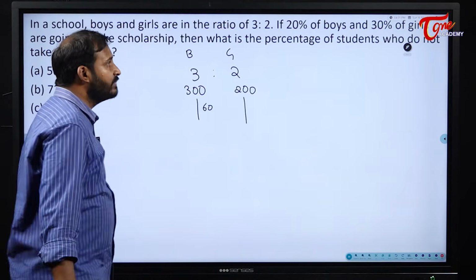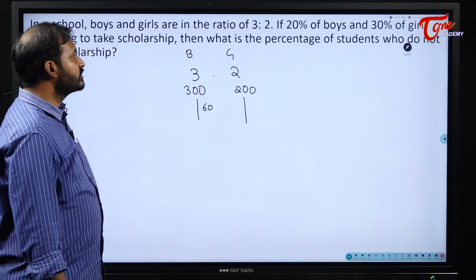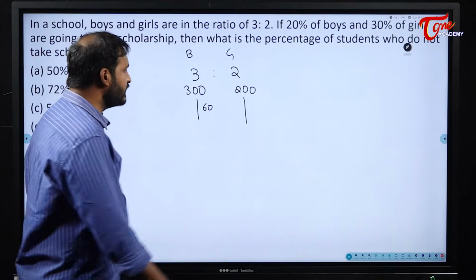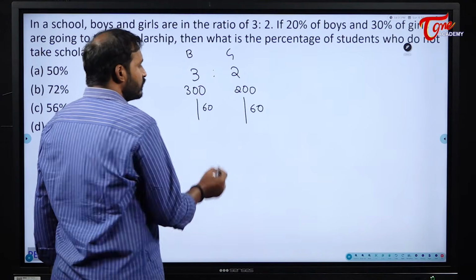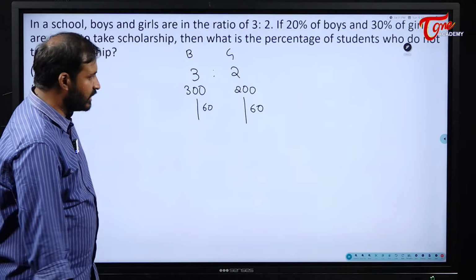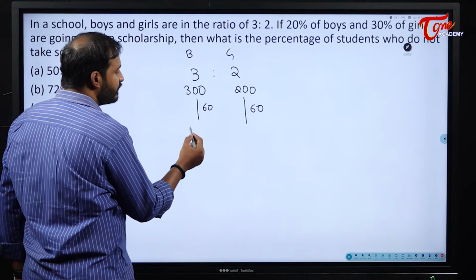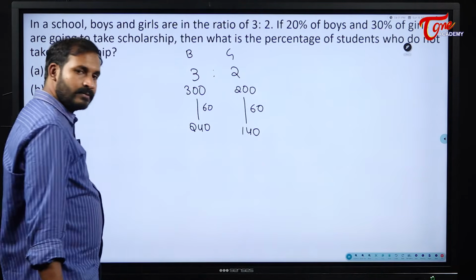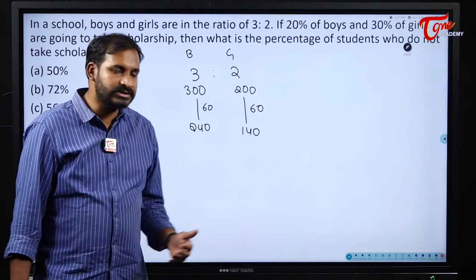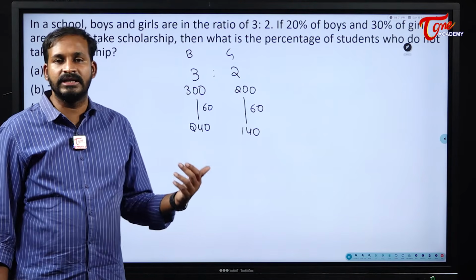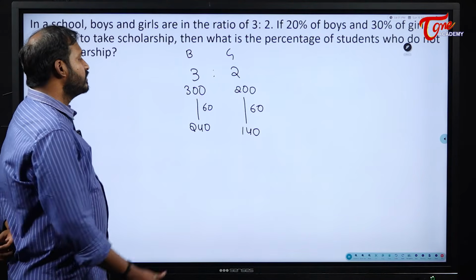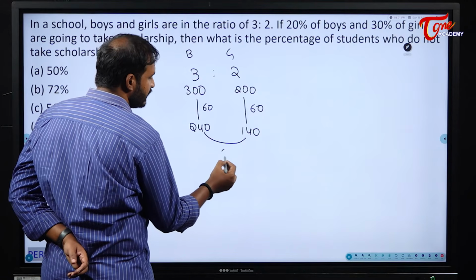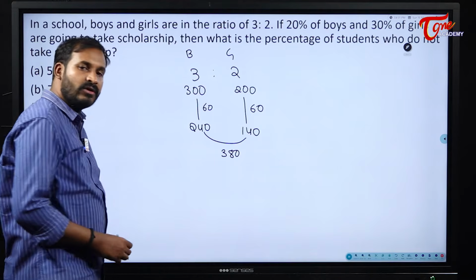In the girls, how many people will get a scholarship? 30% of girls, what is 30% of 200? 60. So 60 here will get a scholarship. The students who will not get a scholarship are how many? In boys it is 240, in girls it is 140. Now 240 plus 140, what is the total sum we get here? 380. That means 380 students will not get the scholarship.